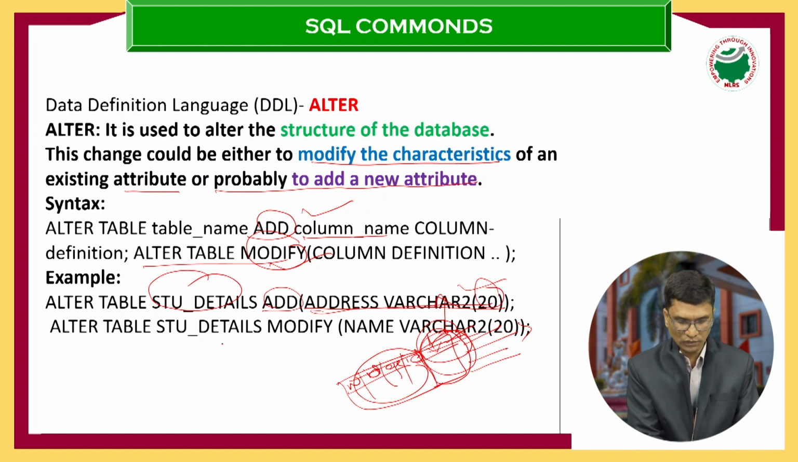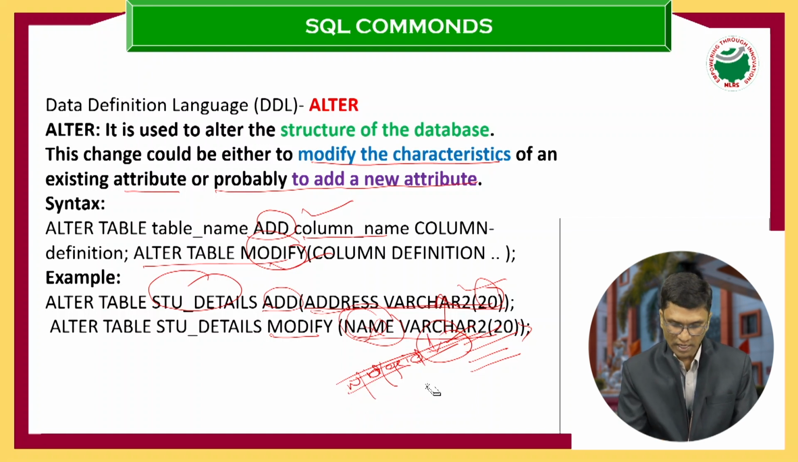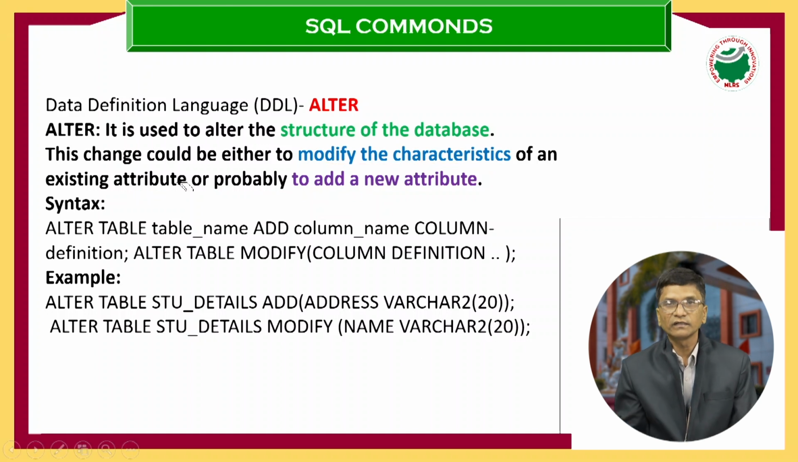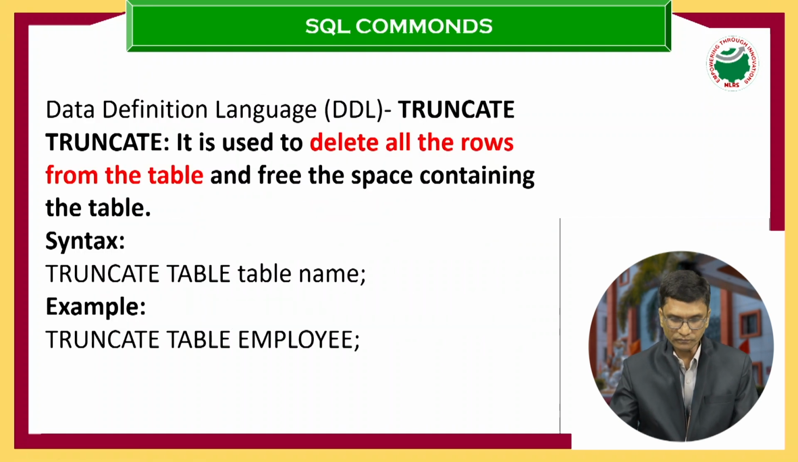Next, alter table student details, modifying information, name. If you want to change the name field, we can change what we are going to modify, the name. The name should be here, and if you want to write anything, you can write it over there. So alter is used for addition as well as modifying the data in a particular table. These are the syntaxes used for all our alter table statements.